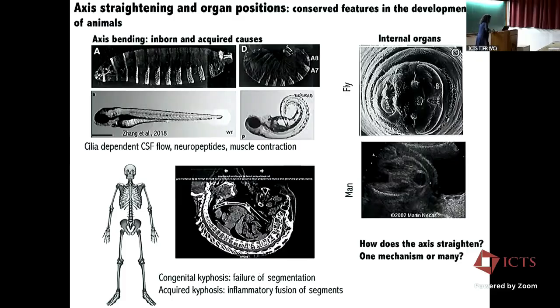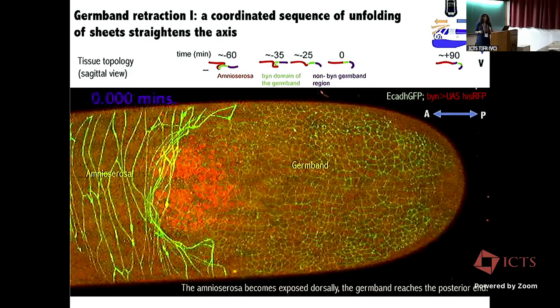And so it's important for us to try and get a handle on how the axis straightens and whether the straightening of the axis might happen the same way across organisms or not. And so what we decided to do is to just look at what happens during germ band retraction. And what I'm showing you here is a view of the embryo looking at the dorsal side. And I'm going to focus on two tissues here. This entire tissue here with small cells is called the germ band. This tissue here with the large cells is called the amnioserosa.